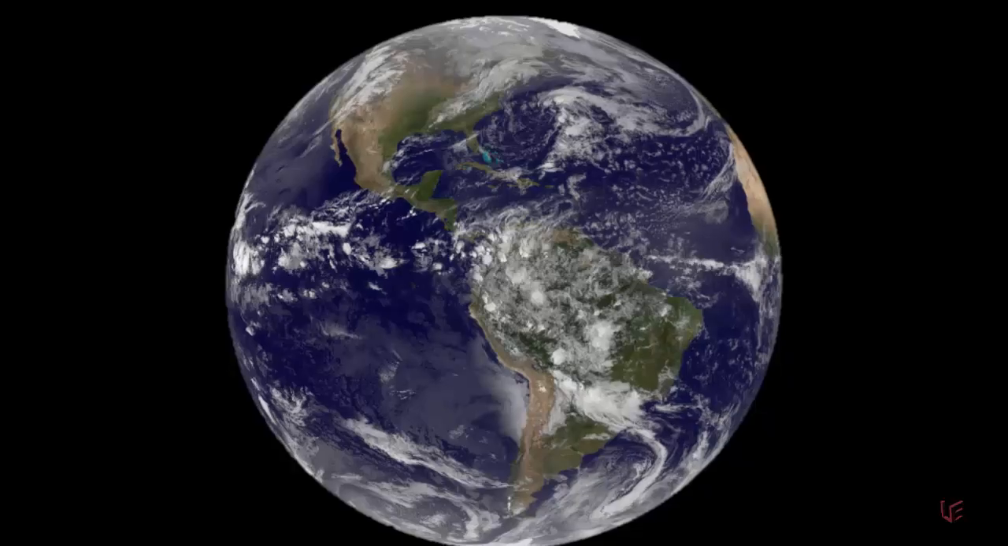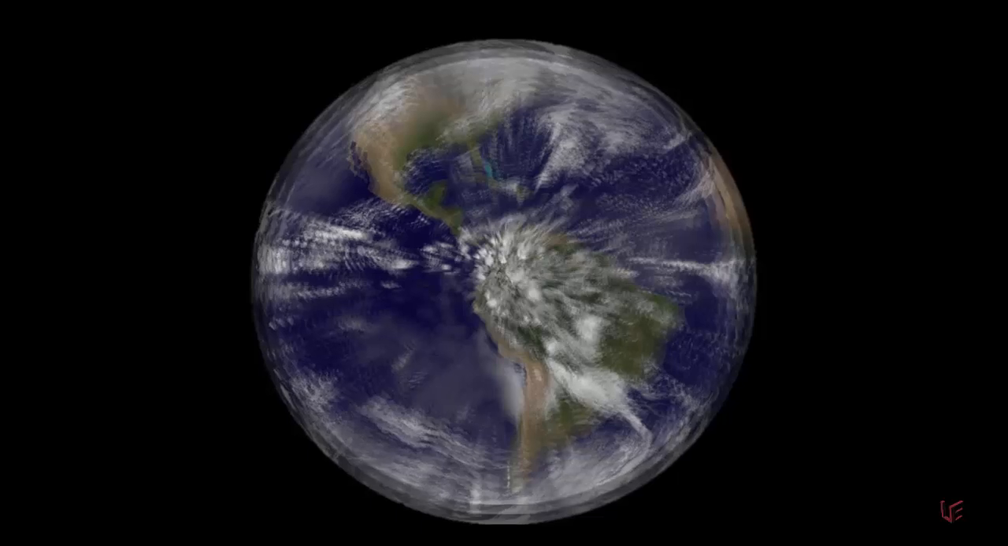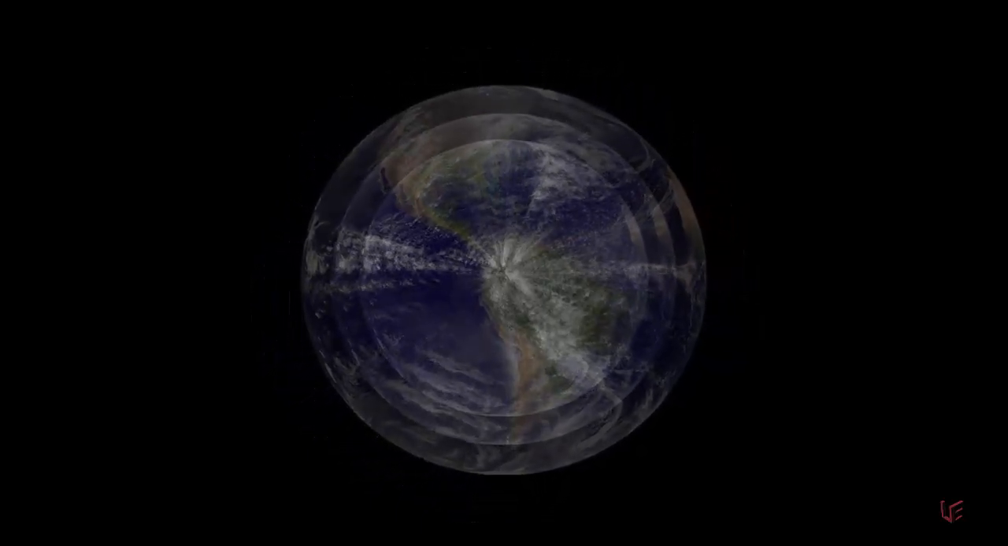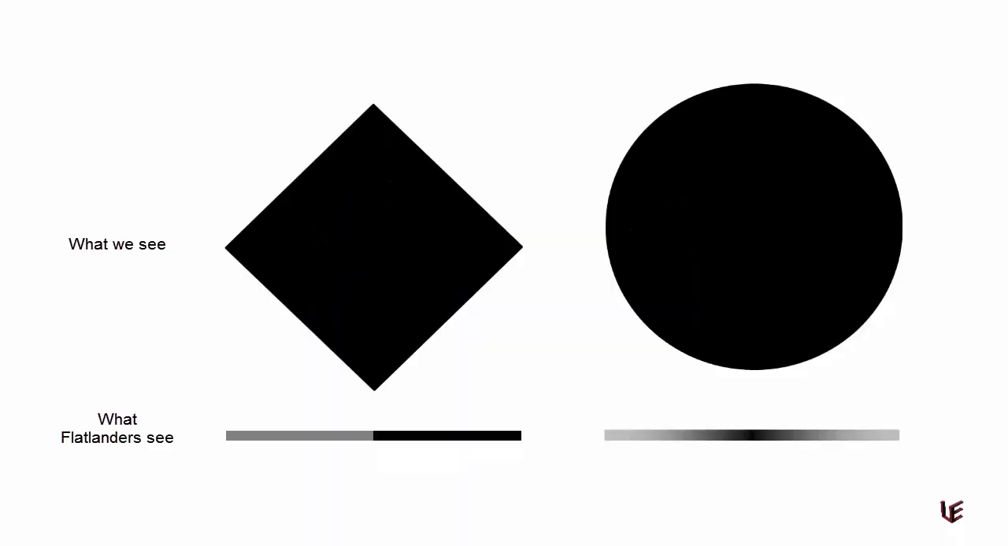So, if we can't physically go into the fourth dimension, or even peek inside to know what it looks like, can we at least know the other way around? What would our world look like from a fourth dimensional point of view? Before we answer that, let's first look at how Flatlanders see.